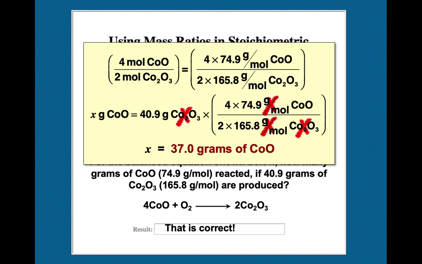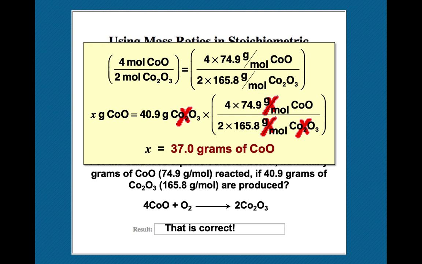Any questions? All right, again, the one on Blackboard looks pretty much like this guy. All you do is write a mass ratio and multiply your given. Any questions?